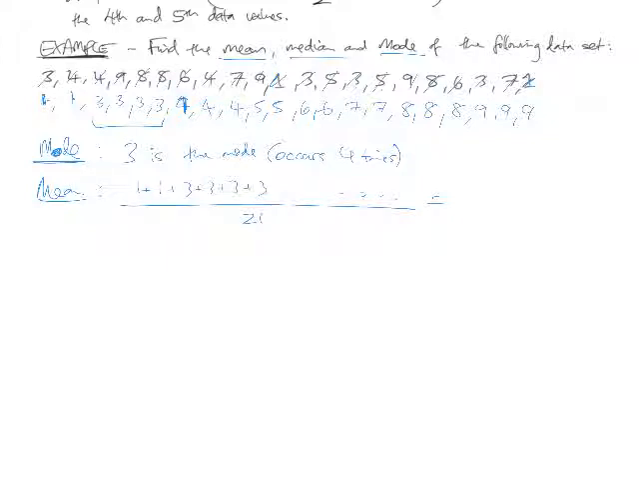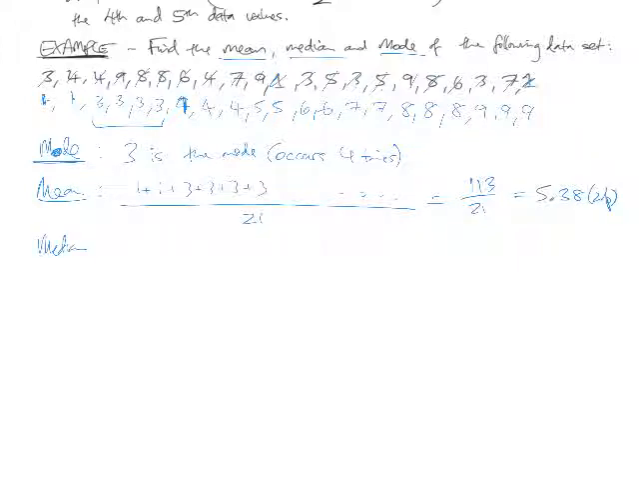1 plus 1 plus 3 plus 3 plus 3 plus 3, 4 and 4 and 4, 5 and 5, 6 and 6, 7 and 7, 8 and 8 and 8, 9 and 9 and 9. That comes to 113 divided by 21. So the mean is 5.38 to 2 decimal places.